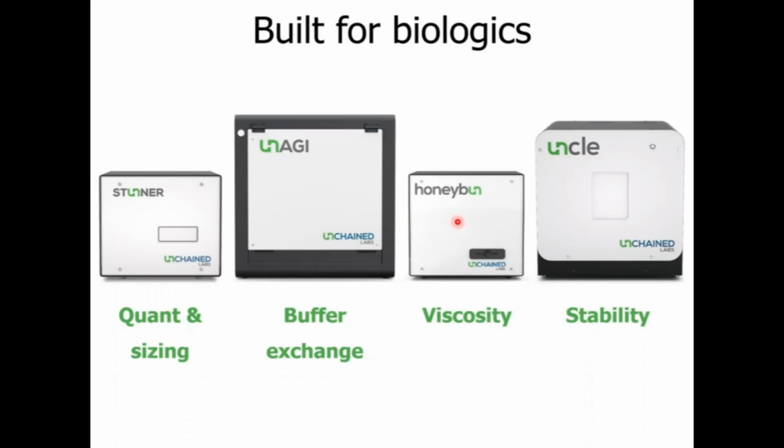Honeybun is our solution for viscosity, run up to 10 samples in under 3 minutes. You can deal with Newtonian and non-Newtonian behaviors, no need for cleaning, and the setup is so easy you wouldn't believe it.